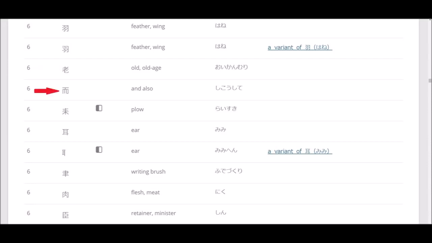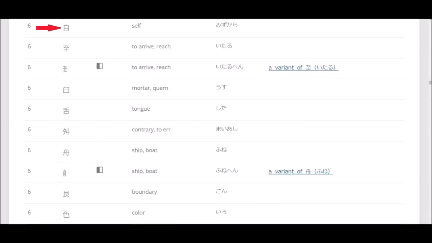Shiko shite, and also daitsuki, pillow, mimi, ear, mimi hen, ear when it's a radical to the left. Huretsukuri, writing brush. Niku, flesh meat. Remember this one came up earlier. This is the one that looks like the moon. It looks like tsuki when it's reduced to radical form. Shin, retainer, minister. Mizukara, self.